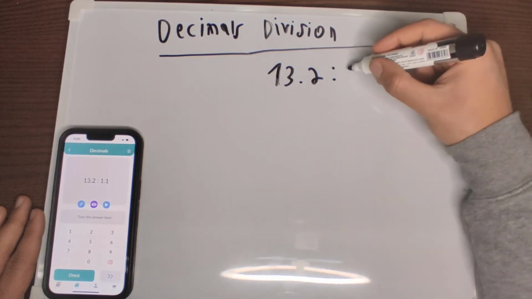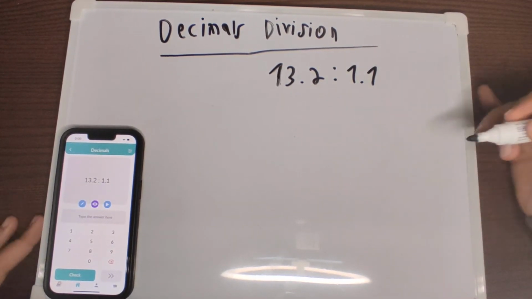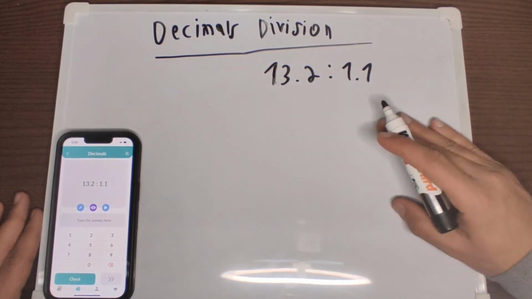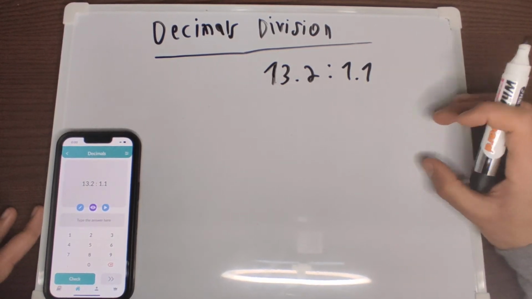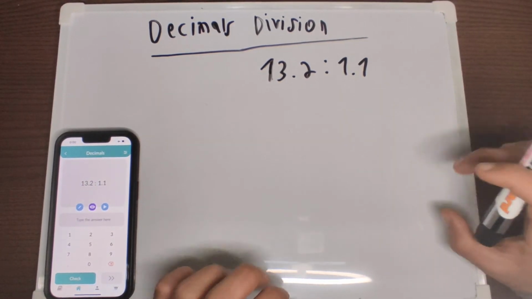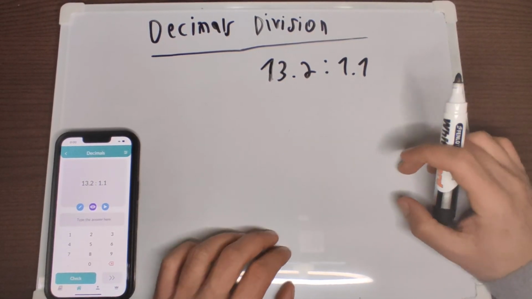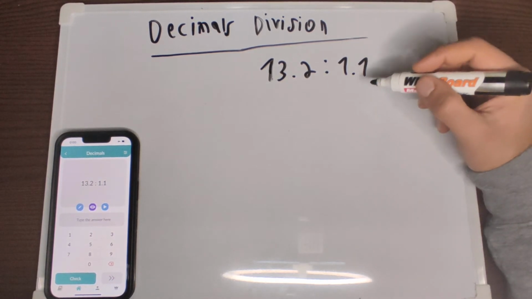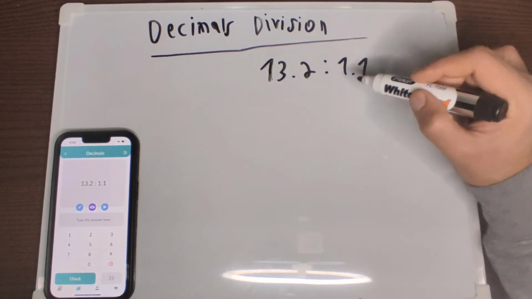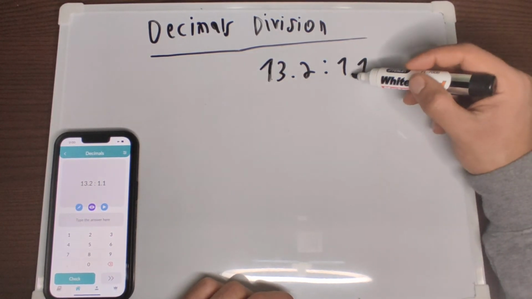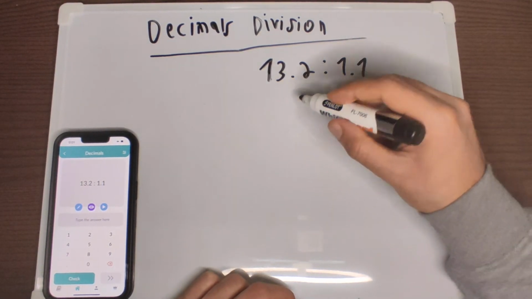13.2 divided by 1.1. So, guys, what would you do when you get an exercise like this? The first thing you would do is to make the decimal point disappear. I don't like decimal points. How would you do it? Think about it for a second. So, you will multiply both numbers by 10 because you need to move the decimal point one place to the right.